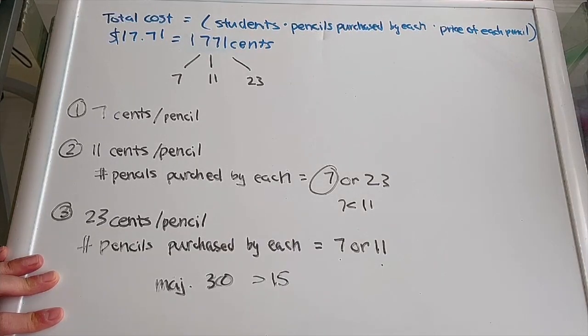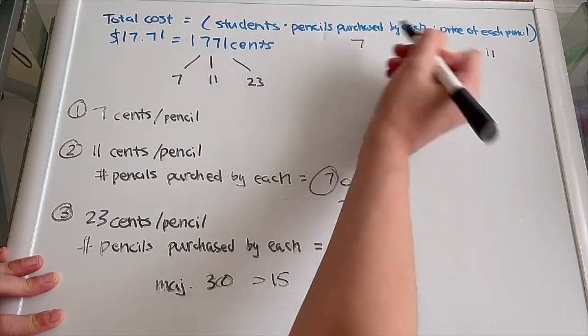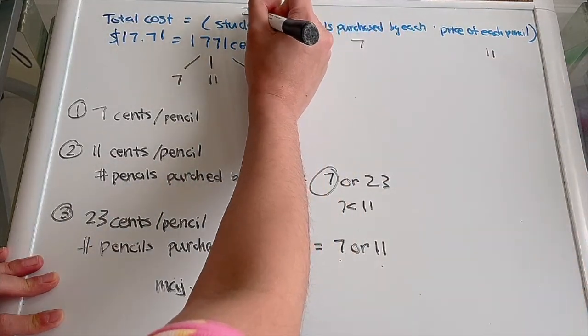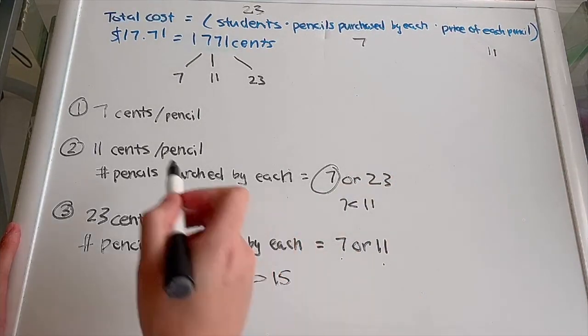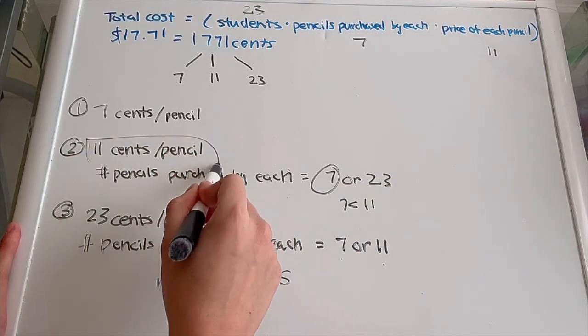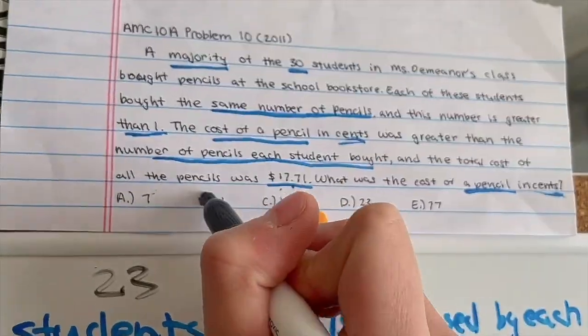So the only solution to this problem is when the price of each pencil is 11 cents, each student purchases 7 pencils, and there are 23 students that buy pencils. So the answer, as we can see, would be 11 cents. Now looking at the answers, we can see that the solution would be B, 11.